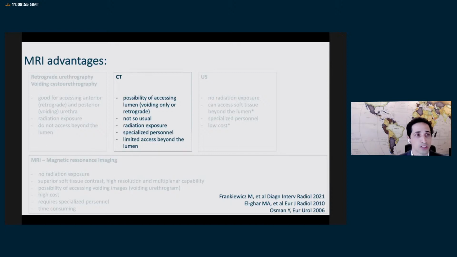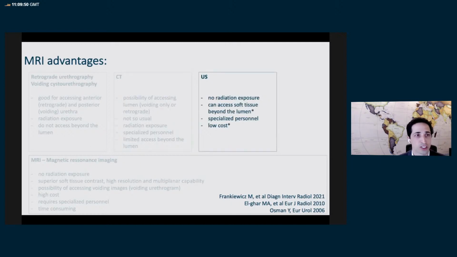It's also possible, but not so useful and not so common in practice, to study the urethra by CT, cysto-CT, or voiding CT. It's quite difficult to perform, but it's possible. With this method, you can access the lumen, but you need voiding images only. It's not so usual. We do have ionizing radiation exposure in this case, and you do need specialized personnel. And also, as with the first method, it's limited to access beyond the lumen.